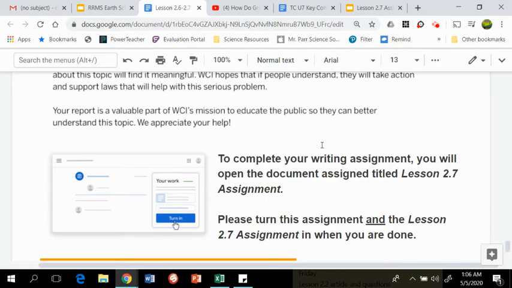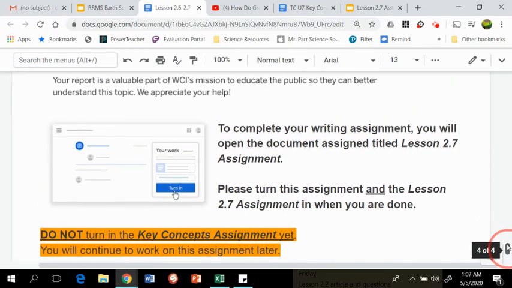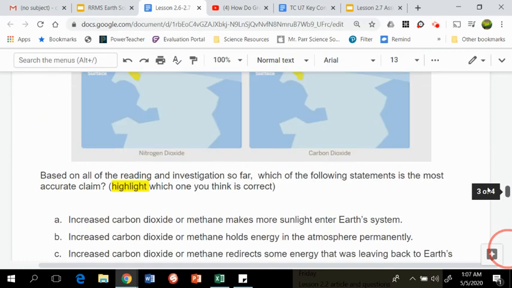So to complete this writing assignment, you will open the document assigned titled Lesson 2.7 Assignment. You're going to end up turning this document that we were just working on in, and also don't forget to turn in your 2.7 assignment when you are done. Do not turn in the key concepts assignment yet. You will continue to work on this assignment later, okay? So the only thing you had to do on this one basically was highlight your answer choice here.